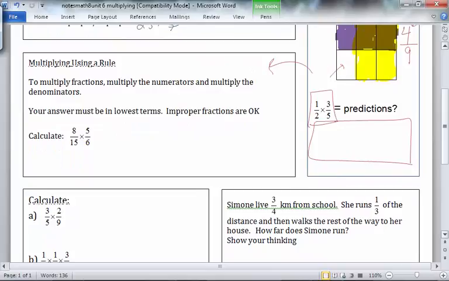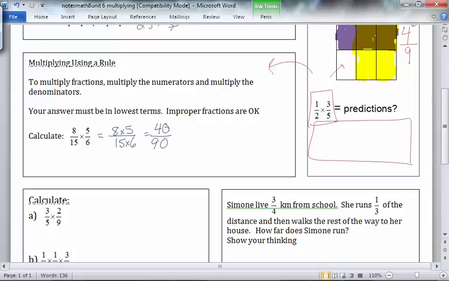You don't want to draw a model every time. Eventually, you just don't have space, you don't have highlighters. So the rule that you can follow to multiply fractions is to multiply the numerators, and multiply the denominators. Your answer must be in lowest terms, and proper fractions are okay. My numerator is the top number. So this would be 8/15 times 5/6. I multiply my numerators, multiply my denominators. 8 times 5, what's that? 40. And 15 times 6, well, I know 15 times 4 is 60, so it would be 90. It's as easy as that.